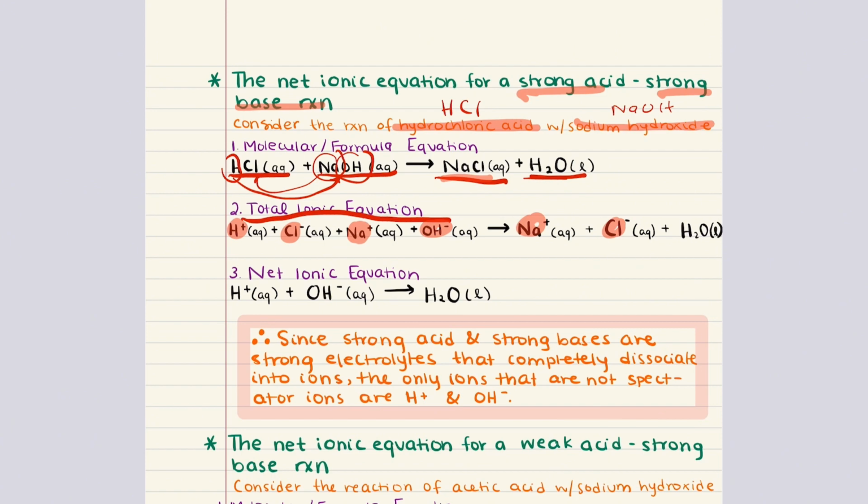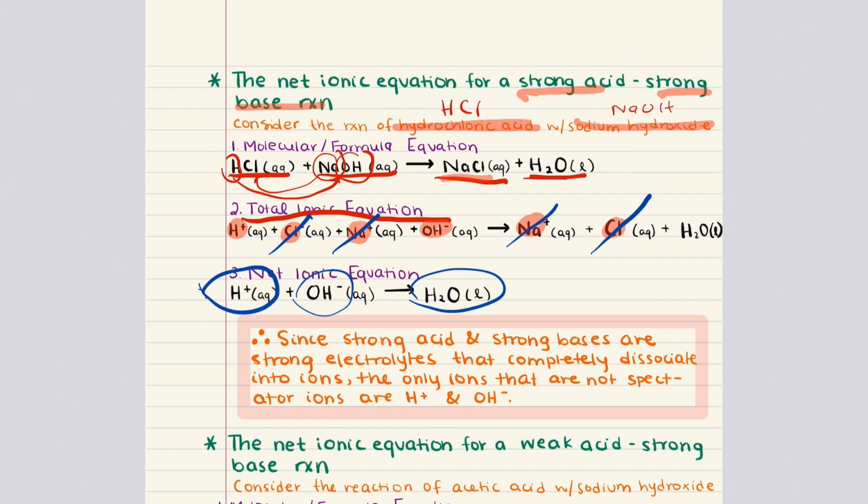Now what we can do is get rid of our spectator ions. So anything that appears on both the reactant and the product side gets eliminated. So sodium is both on the reactant and product side. Same with chloride. Now what we have left are the ions that actually participate in the reaction. What we have is H plus, OH minus, hydrogen ions plus hydroxides gives us water for the product. This is the reaction that's happening.